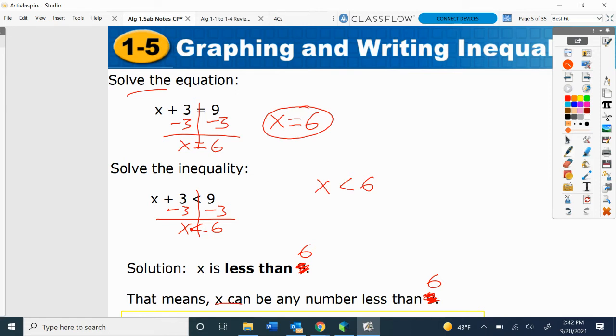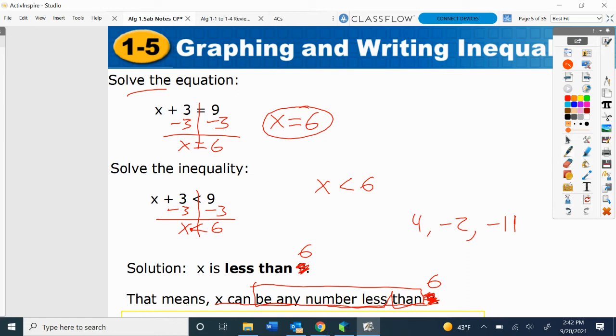That means x can be any number that is less than 6. Anything smaller than 6 would work. So like a 4, like a -2, like a -11, anything smaller than 6 is a possible answer for x, because x can be any number less than 6. Okay? So what we also do is we graph what the answers to this would look like.